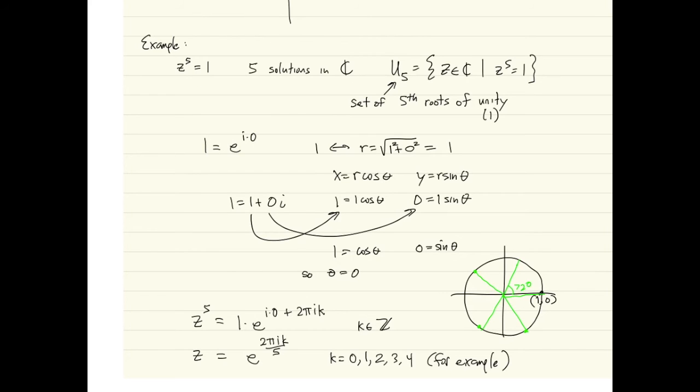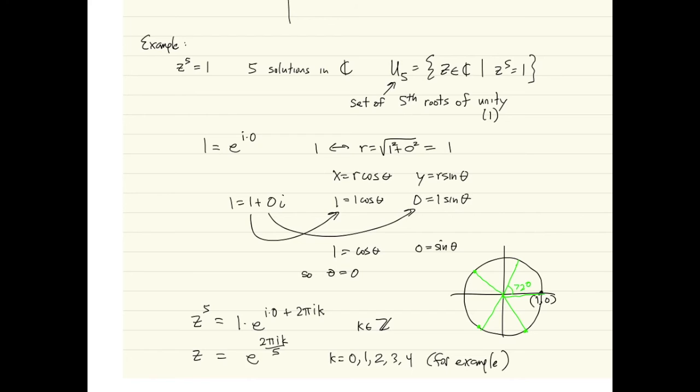Here's a similar example. Find the fifth roots of 1. In other words, z to the fifth is equal to 1. What values of z, for z being a complex number, satisfy this equation? It turns out there's 5 solutions. The obvious solution is z equals 1, but there's 4 other solutions that are complex numbers with non-zero imaginary part. Sometimes our book refers to these fifth roots of unity as U_5, the set of complex numbers so that z to the 5th is equal to 1. Okay, fine, that's just notation.